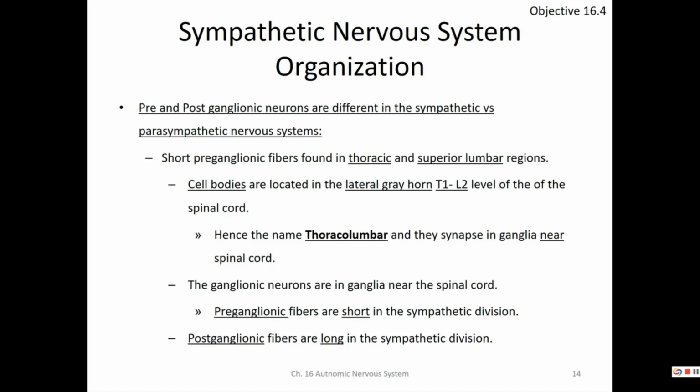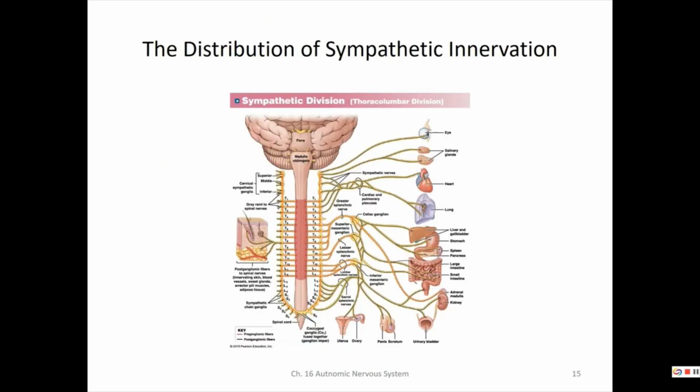Okay, so that's one drawing here with some information. That's one half of it. Now, the preganglionic neurons come out of the lateral gray horns between T1 to L2 of the spinal cord, so we call it thoracolumbar. Now, the ganglia are near the spinal cord. Since they're near it, they have short preganglionic neurons and long postganglionic neurons in the sympathetic division.